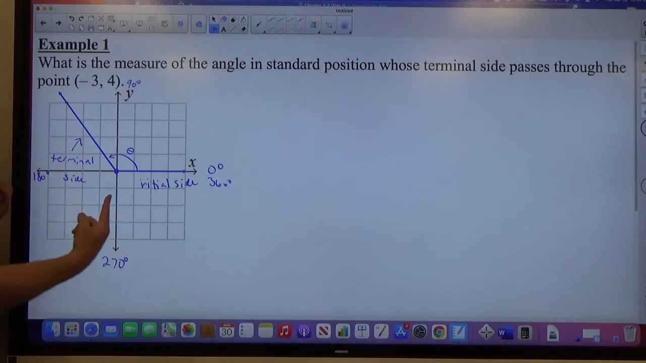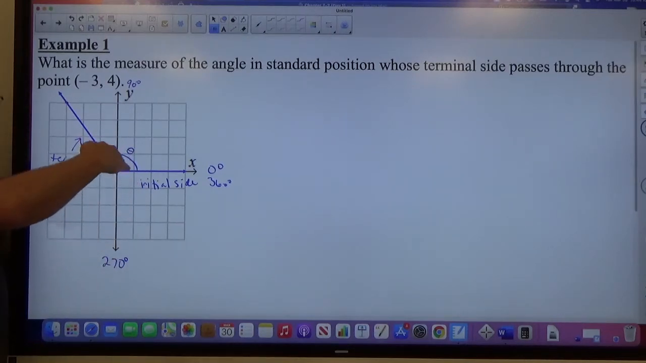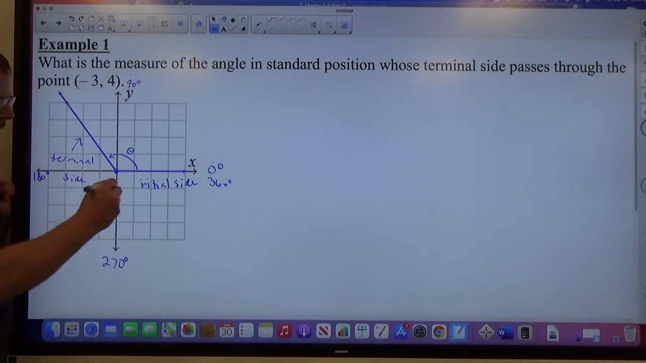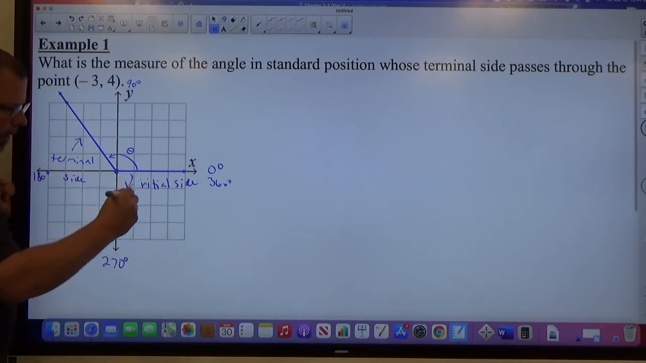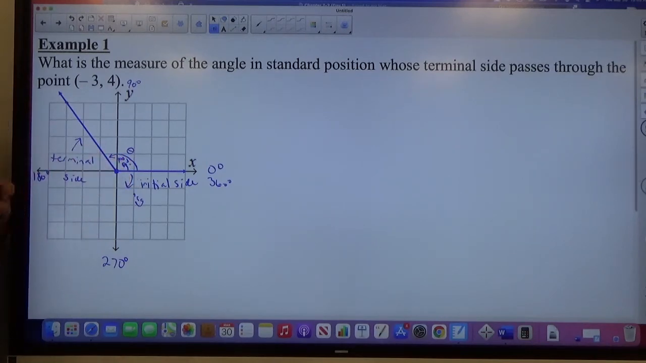When we go this direction with an angle, that's a positive direction. If we go the other direction, that's a negative direction. So, if this way would be negative, this way is positive. All right. So, keeping that in mind, now our task is to find the measure of the angle in standard position whose terminal side passes through that point. So let's take a look at this.